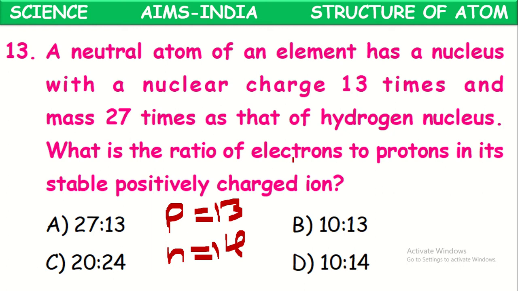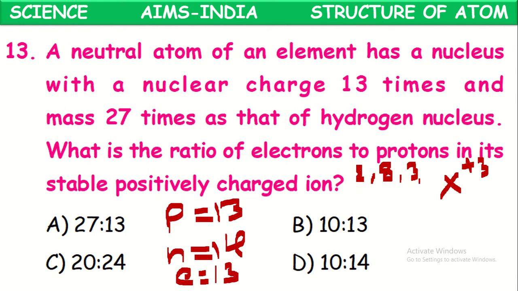Now what they're asking is, what is the ratio of electrons to protons in its stable positively charged ion? Now what will be the electrons in this neutral atom? The number of electrons is equal to the number of protons, that is 13. So if we write the electronic configuration for this element with atomic number 13, we get 2, 8, 3. What is the stable ion formed by this element? Suppose the element symbol is X. It forms X plus 3 because it has 3 valence electrons in the outermost shell.